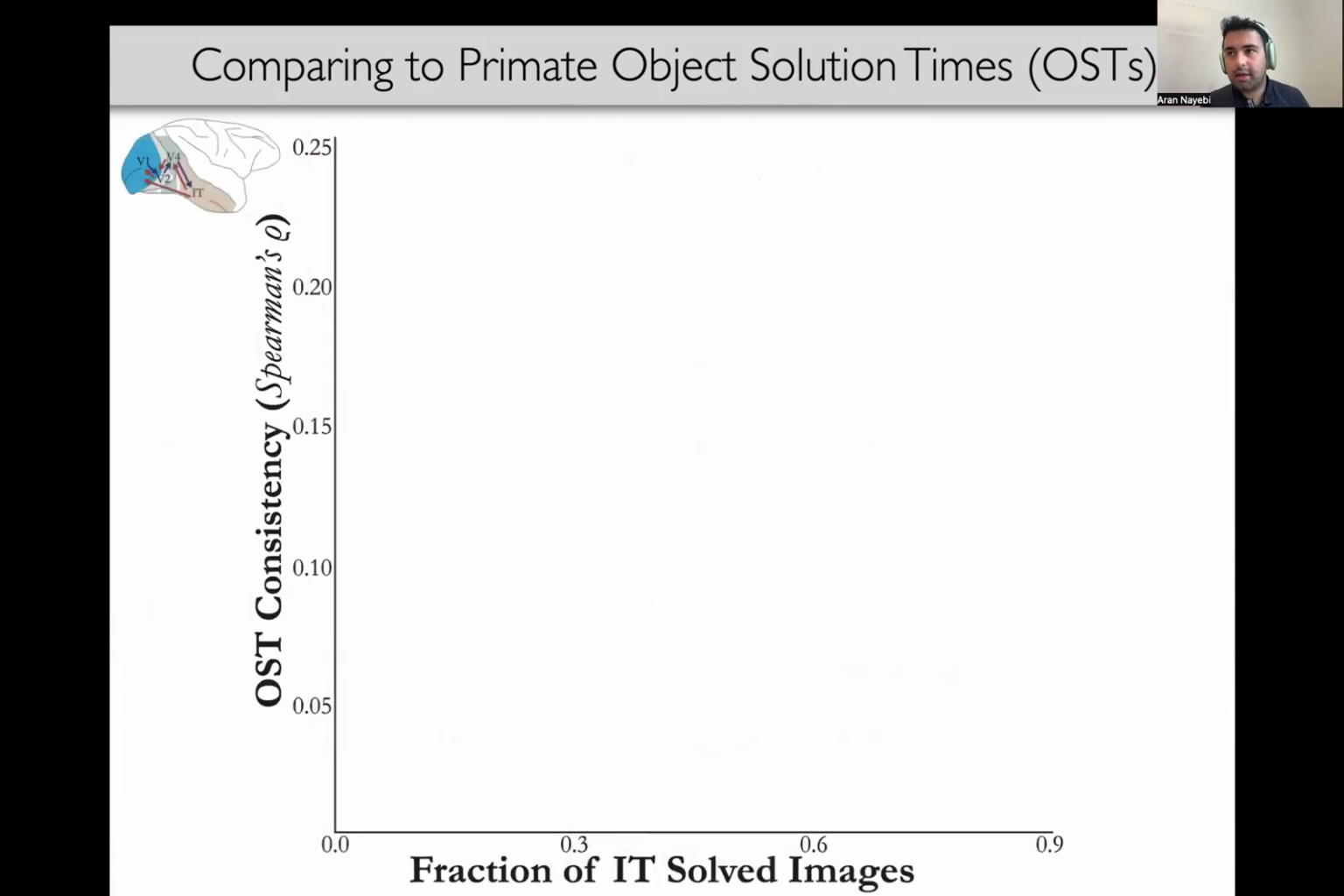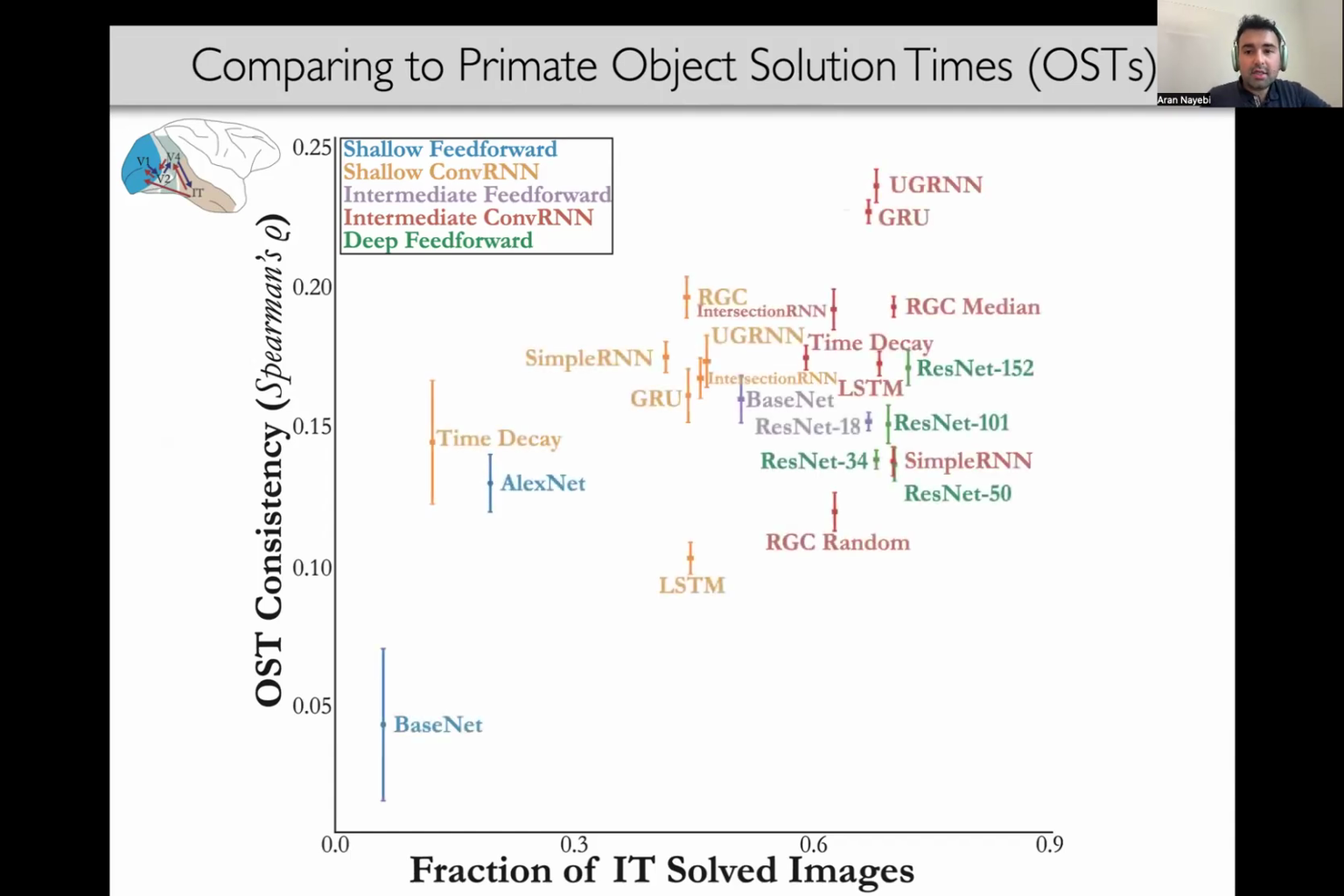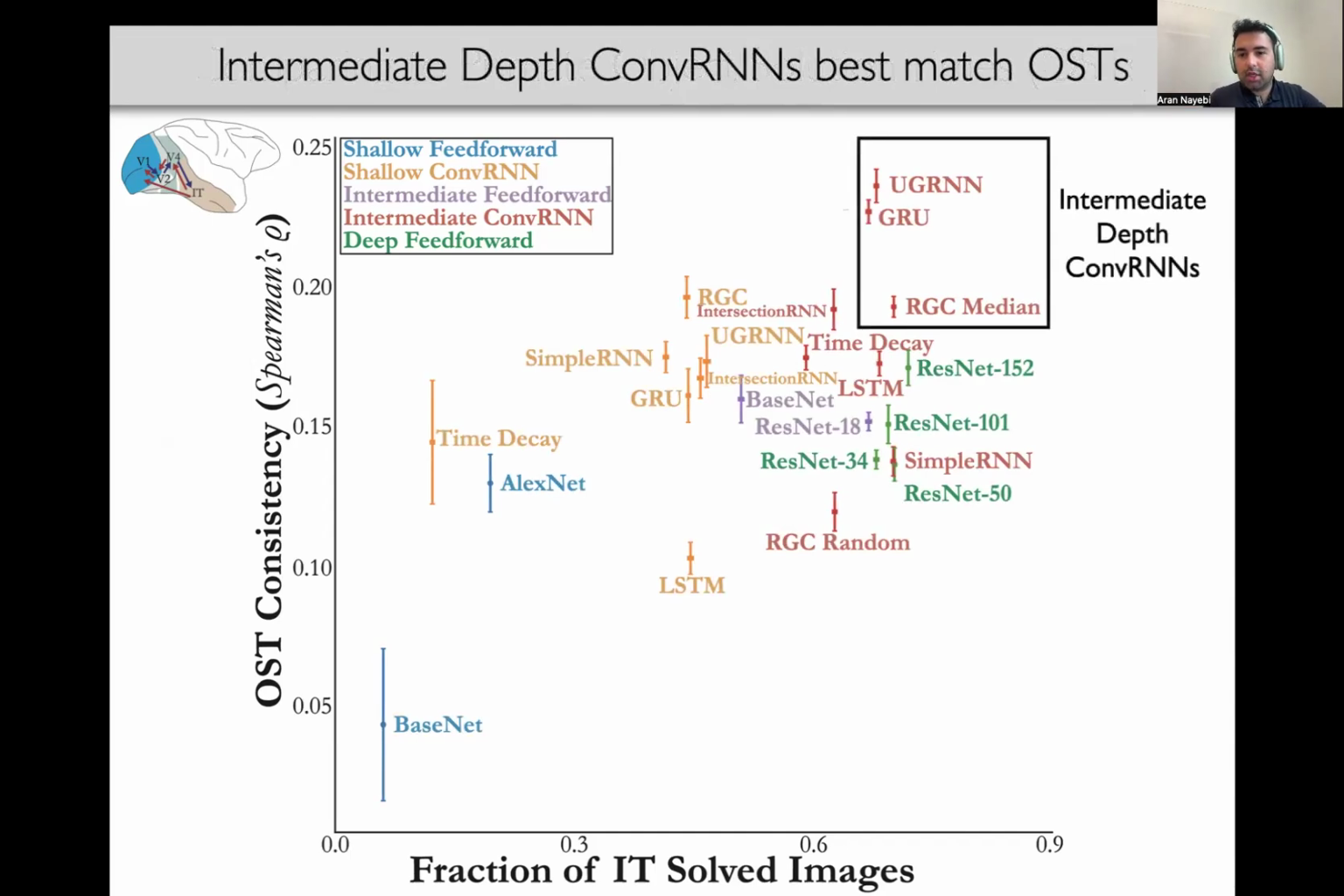So looking across about 1,300 images, what we see is that on the y-axis is the object solution time consistency, and on the x-axis is the number of images that are both mutually solved by models and inferior temporal cortex. So our goal is to be on the top right of this plot. And looking across a range of shallow, intermediate and deep feed-forward models and conv-RNNs, what we see is that the best match to both the same solved images that IT solves, as well as the consistency of the time in which it solves them, are these intermediate depth conv-RNNs.